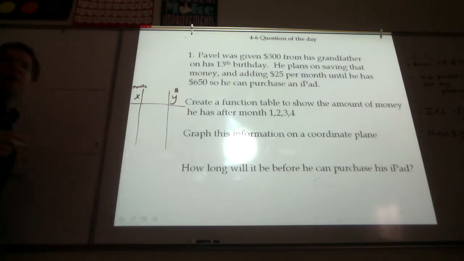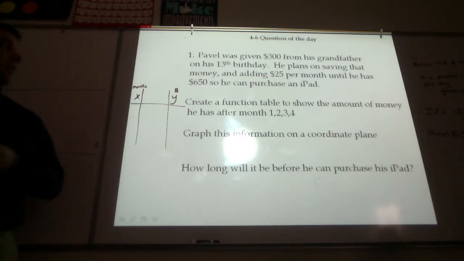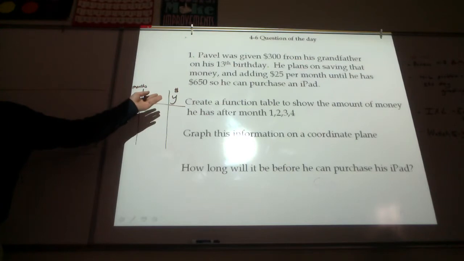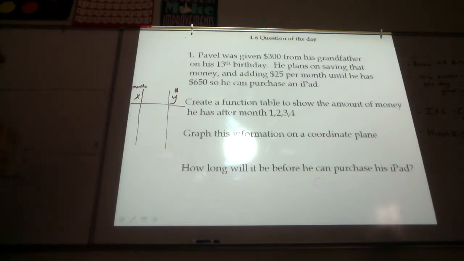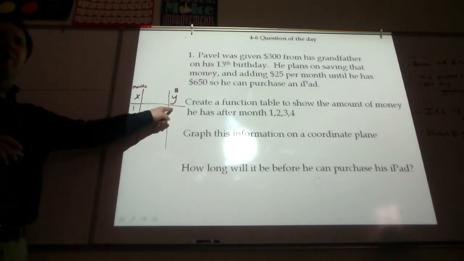Is that all right? Now, if you look at the graph that I gave you today, I actually graphed the first point for you. Did everybody notice that? Okay? And do you see how, what is the x part of your coordinate plane? What is the x part labeled? There's a label down there. What is it labeled? Yeah. Months. And what's the y label? Dollars. How are we doing so far? Pretty good?